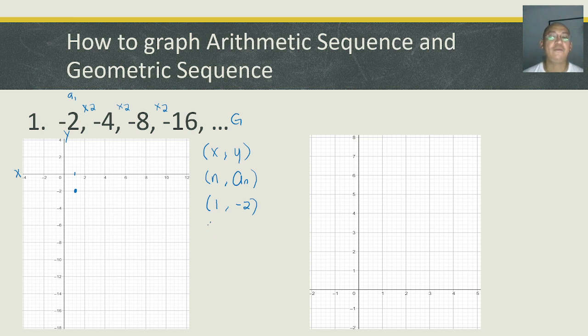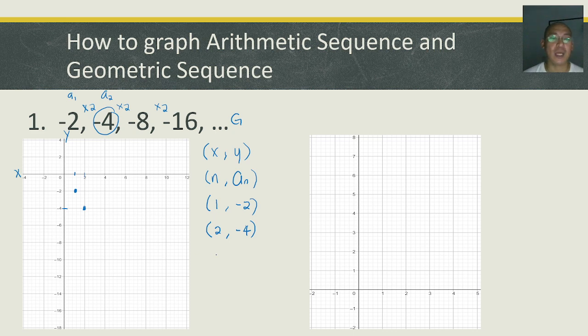Next, if your n value is 2, we should have a sub 2. What is our a sub 2? A sub 2 is negative 4. So if your n value is 2, that will be your x, and your a sub 2 is negative 4, that will be our y. Let us find the point positive 2, negative 4. This is your positive 2, and this is your negative 4. Therefore, this is your point.